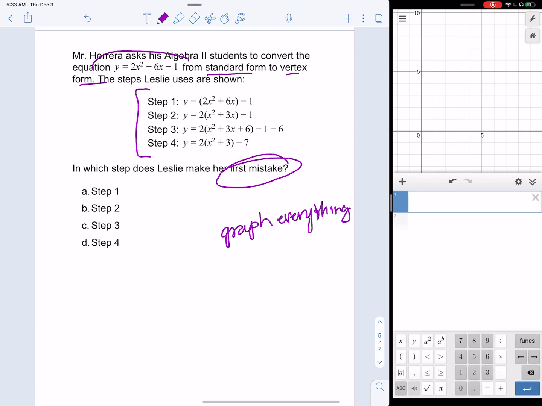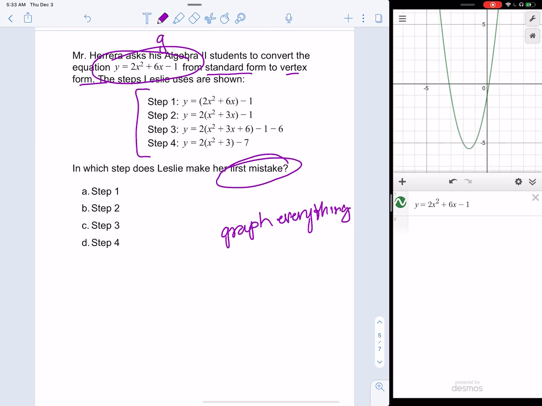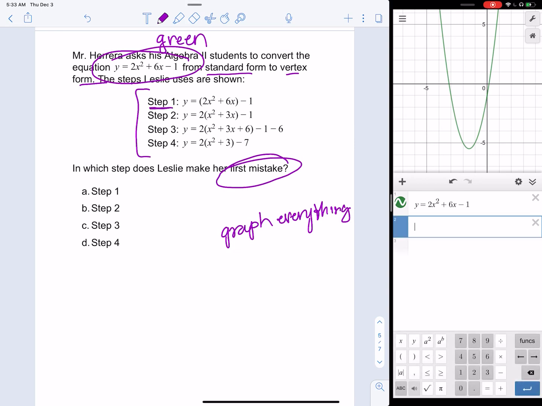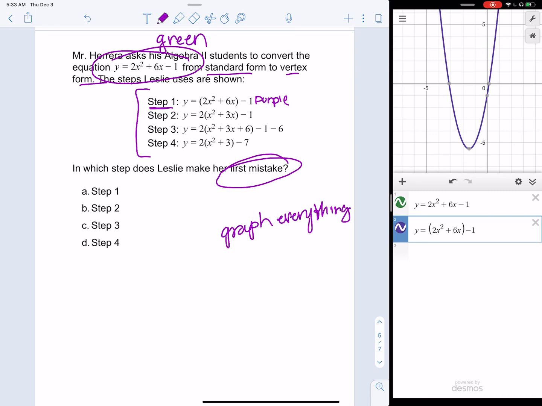So we're going to graph this equation first. Y equals 2x squared plus 6x minus 1. And that's green. Remember, we're always writing these colors down. Green. So then we're going to graph step 1. Y equals 2x squared plus 6x, parentheses, minus 1. Oh, I forgot the parentheses, y'all. And see how that it's purple. See how that purple line falls on top of the green line? It's the same exact line. So they're the same. So that means she didn't make a mistake in step 1.